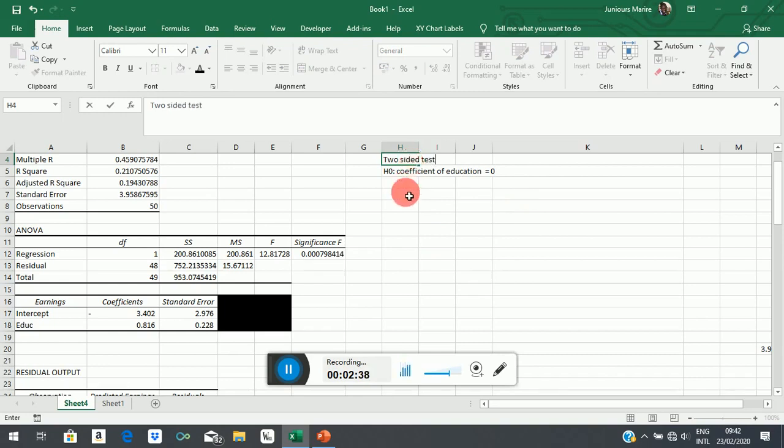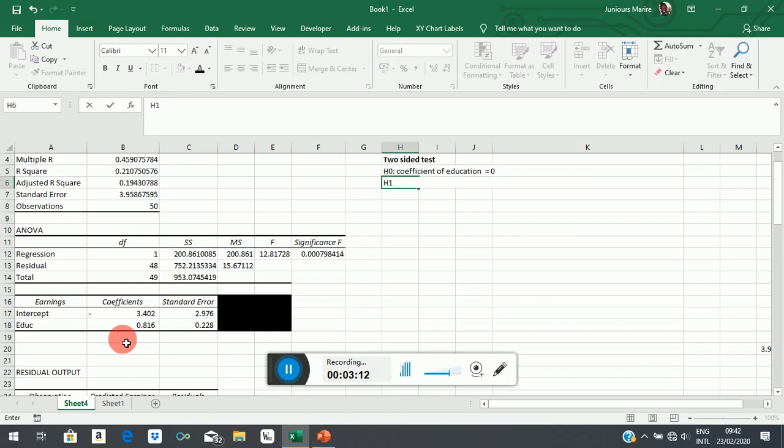Although it doesn't make much sense in the context of education because theory is very clear about the direction of the test. But yes, I want to illustrate various kinds of tests you can do. So what the null is saying, by saying the coefficient of education is zero, is that this coefficient is statistically zero, it means you are only left with the intercept. Education has no effect on earnings at all. That's what it is saying.